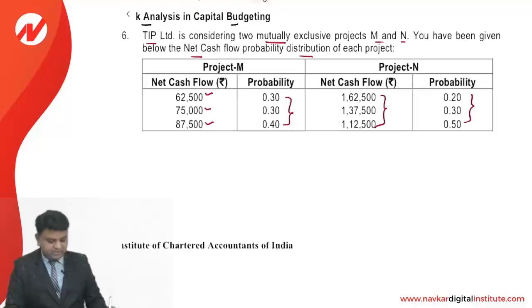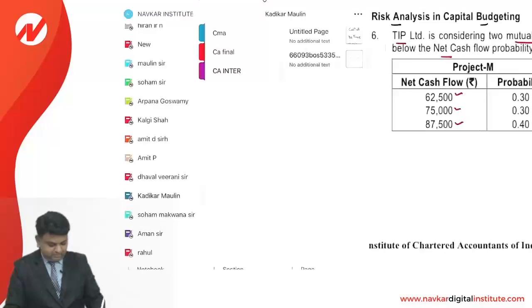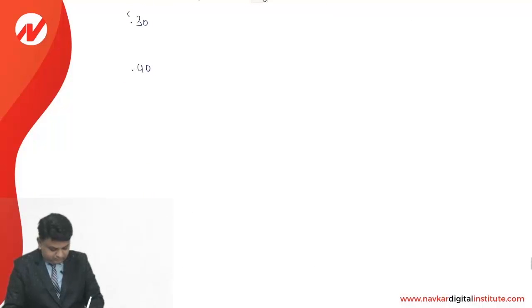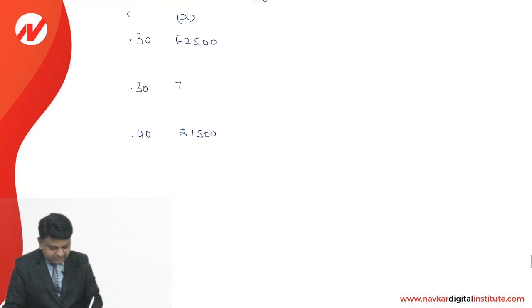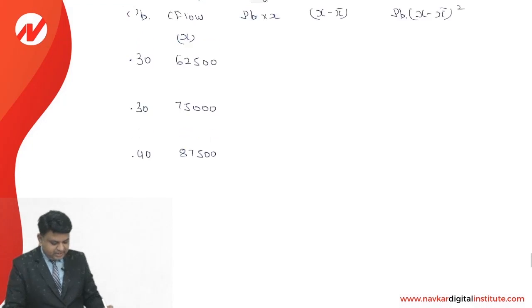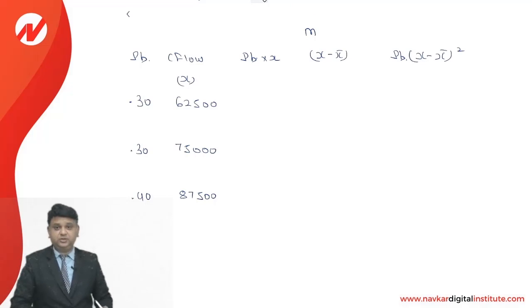In the cash flow column: 62,500, 75,000 and 87,500. Probability into x. Then mean value will be x bar, x minus x bar, square of the same into probability, and summation of that is variance.